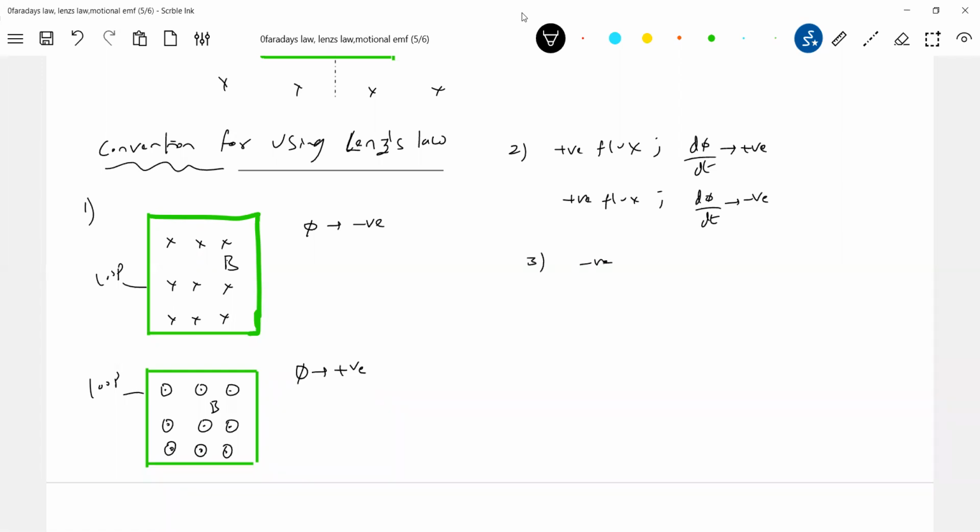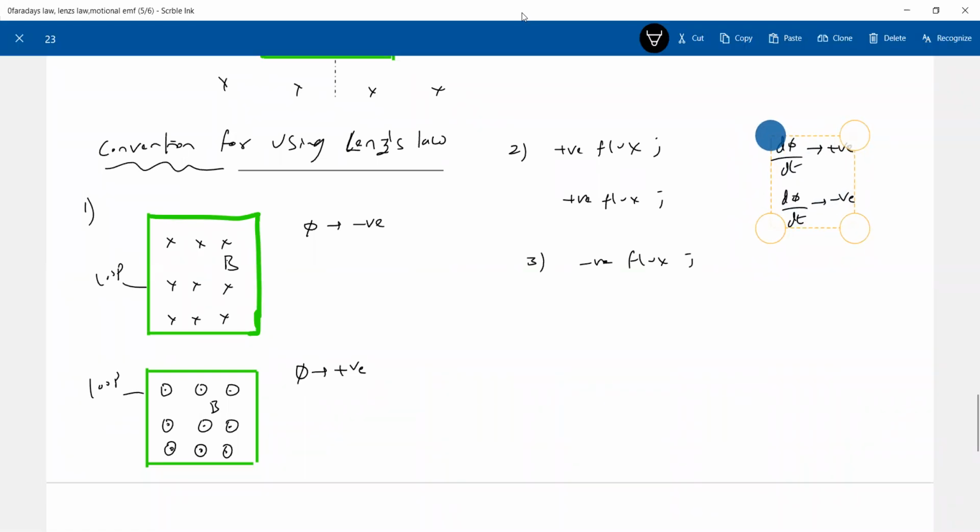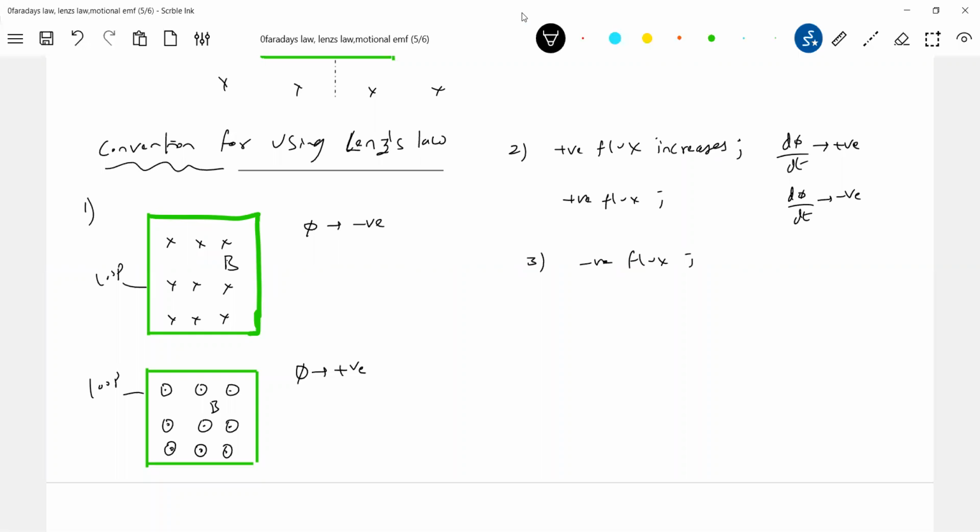Third one: if negative flux increases, d phi by dt negative. Positive flux decreases, d phi by dt negative. Negative flux increases, d phi by dt will be negative. Negative flux decreases.